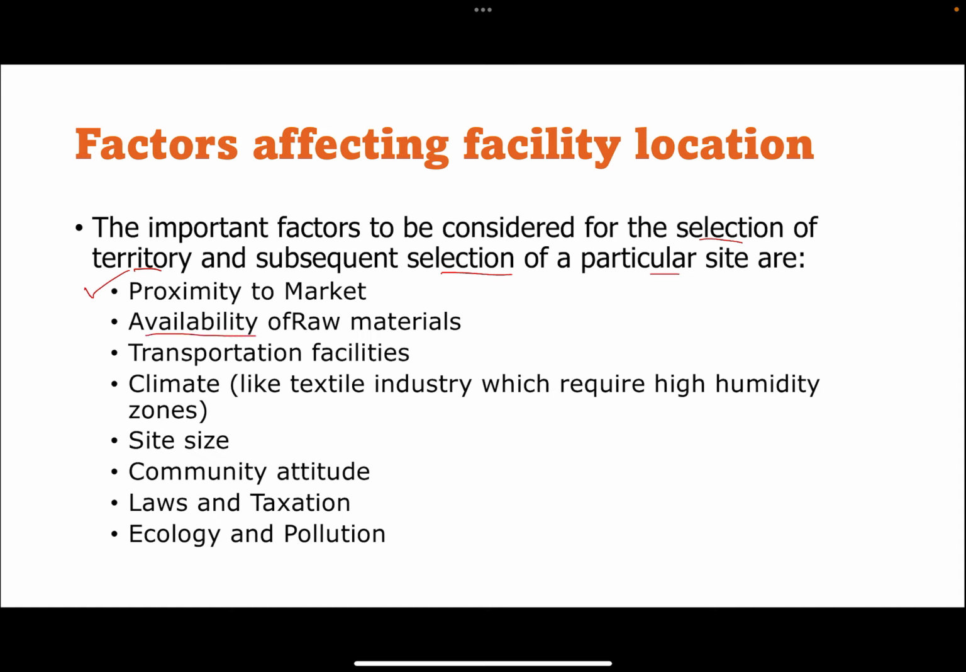And then availability of raw materials. We have seen the examples of steel companies situated in the Bihar or Orissa belt, because the raw material, that is iron ore, is easily available. And then it should have sufficient transportation facilities. That is why initially most of the manufacturing of the world was put up in China, because it had excellent logistic and transportation facilities.